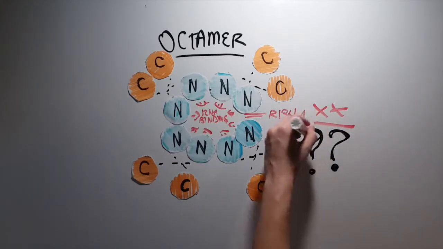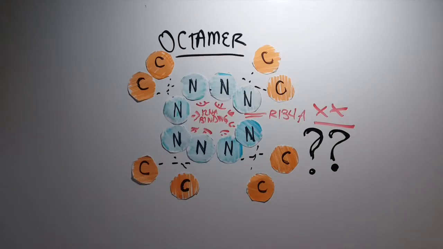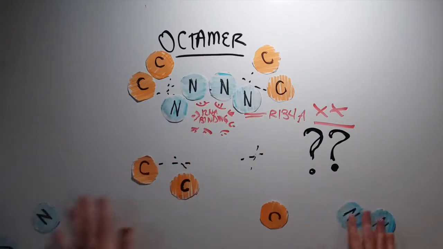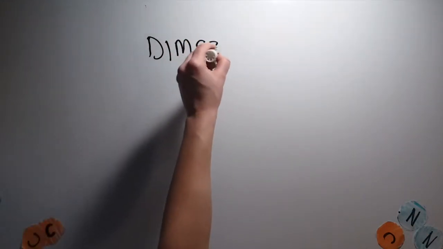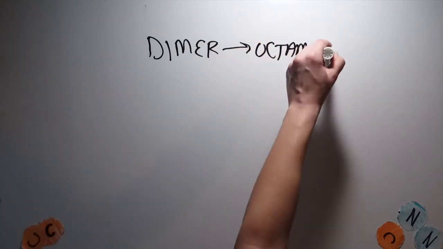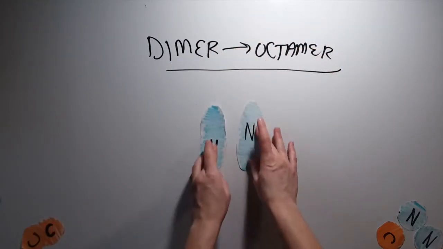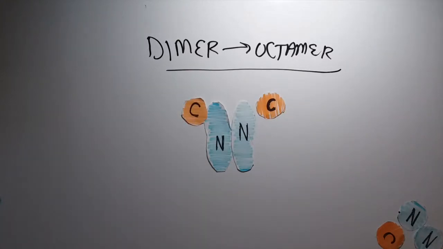VP40 has yet another function outside of assembling the matrix. It regulates viral transcription in the infected cells. When this residue is mutated, it can no longer control the transcription of the RNA. How the protein changes conformation between the dimer, hexamer, and octamer is not completely clear, but possible mechanisms have been proposed.